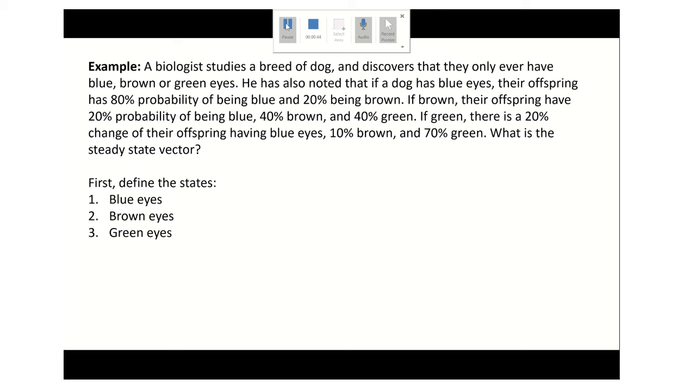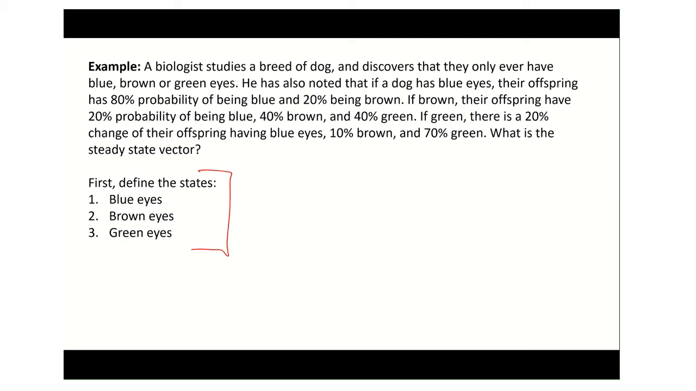First, define the states. Now, when doing one of these problems, I'm always going to be looking at you to write down what the states are. So the 3 states are blue eyes, brown eyes, and green eyes. Those are the 3 possibilities.